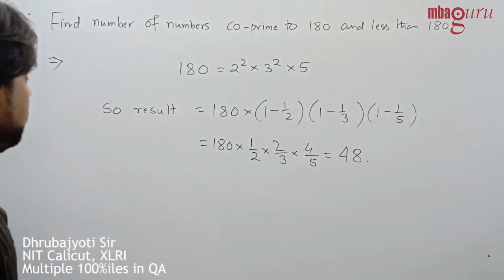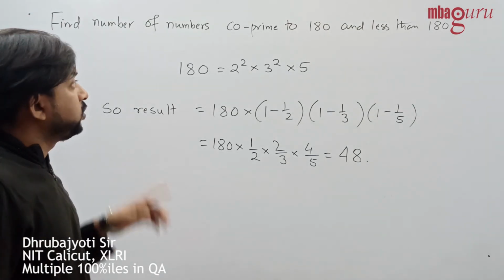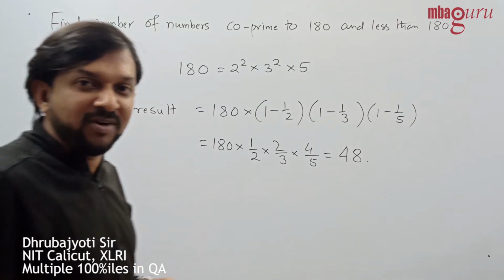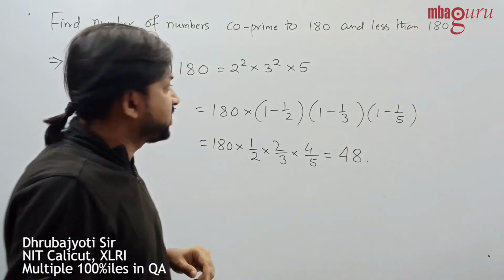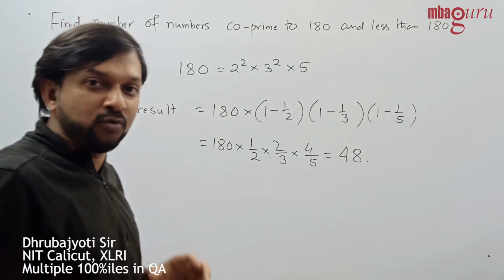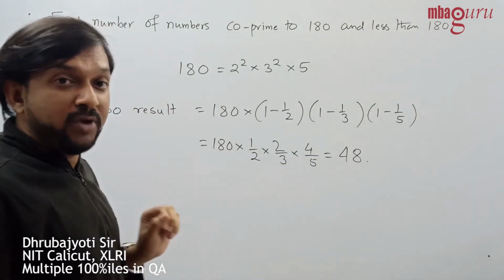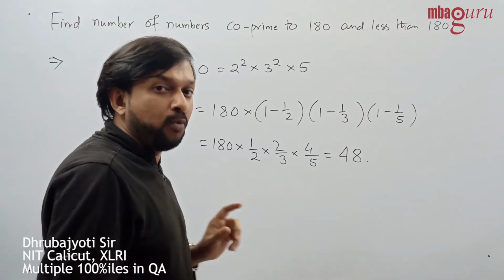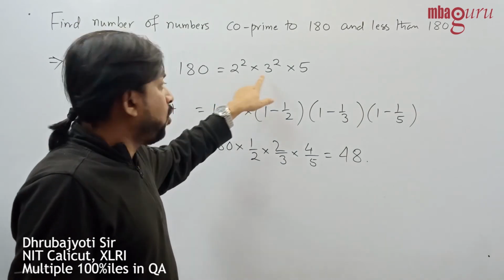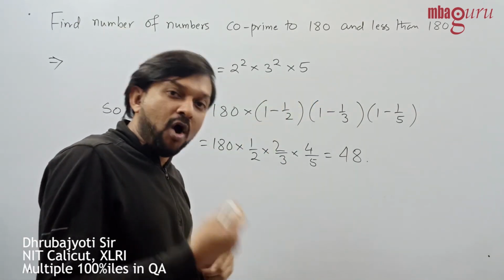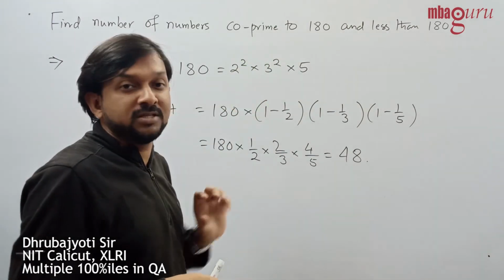The question is, find out number of numbers which are coprime to 180 and less than 180. Now, as we already know, 180 can be prime factorized as 2 square into 3 square into 5. And therefore, if you have to find out numbers which are coprime to 180, the number should not be divisible by 2 or 3 or 5 or any other combination involving these three numbers.